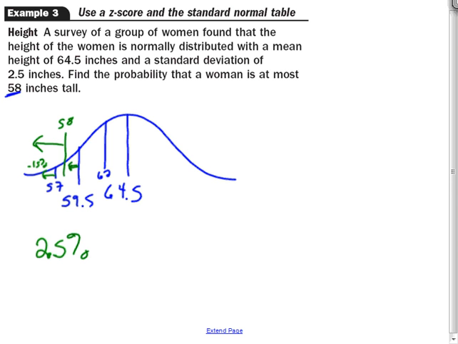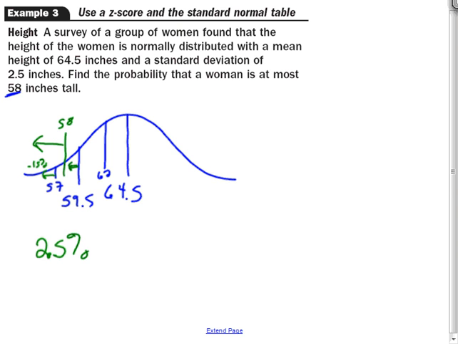So I kind of have a rough idea of the percentages, but that's not very close. So I need to find out specifically. It's greater than 0.15%, but less than 2.5%. That's a pretty big gap. So what I'm going to do is calculate my z-score.